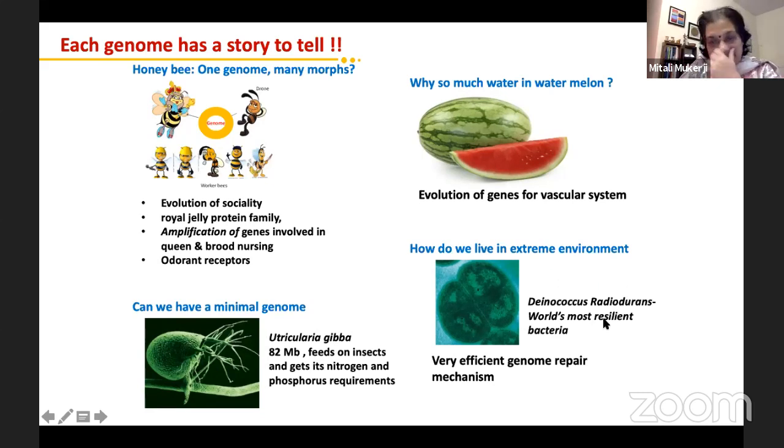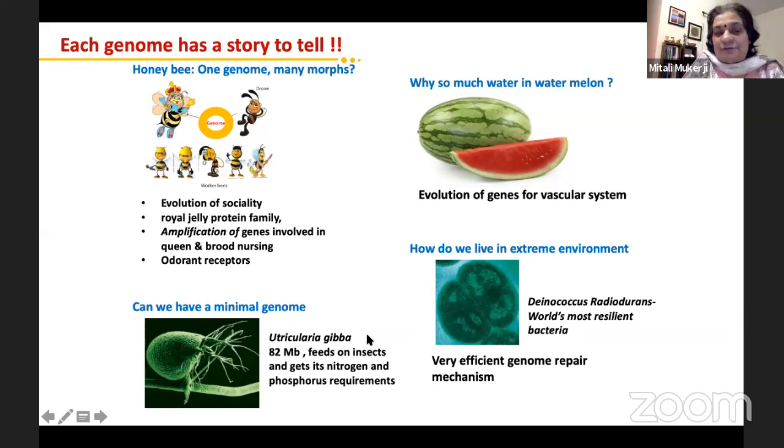Or there's this bacteria which can withstand radioactivity. The way they found out is that it has a very efficient genome repair system, as a result of which if there is intense radiation, it can repair its genome, and that's why it can thrive in a very adverse environment. This kind of information is very important, because then you know which genes are important in DNA damage repair, and some amount of applications one can think through that.